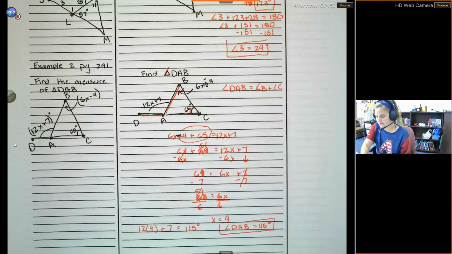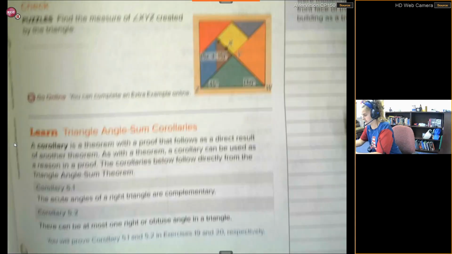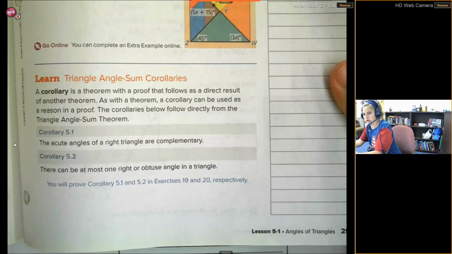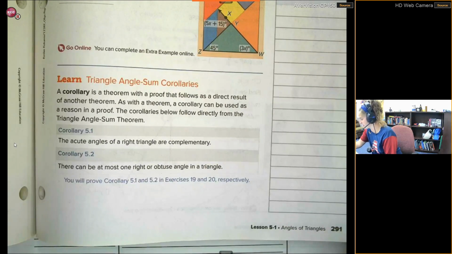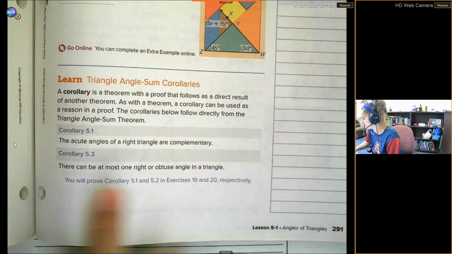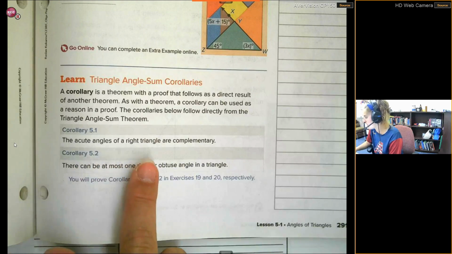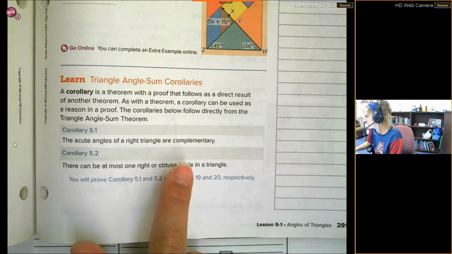All right. The last thing in this section, 5-1, is called the triangle angle sum corollaries. So a corollary is a theorem with a proof that follows as a direct result of another theorem. We kind of just saw one of those. We saw flow proof. So as with a theorem, a corollary can be used as a reason in a proof. The corollaries below follow directly from the triangle sum theorem. So corollary 5.1 is that acute angles of a right triangle are complementary.